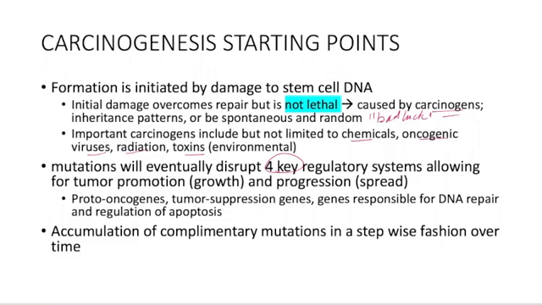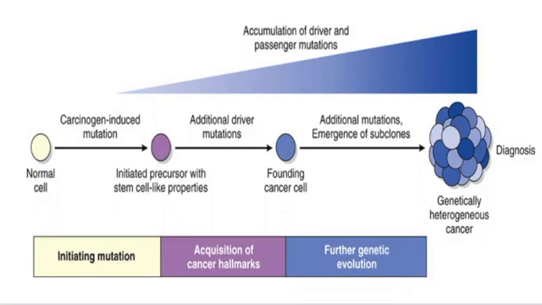They are proto-oncogenes, tumor suppression genes, the genes responsible for DNA repair, and then regulation of apoptosis. Accumulation of these mutations occurs in a stepwise fashion over time, and that's what creates cancer. The hallmark of this is uncontrolled cellular growth, and we're going to talk about it in a minute.